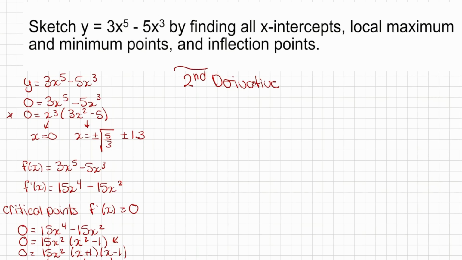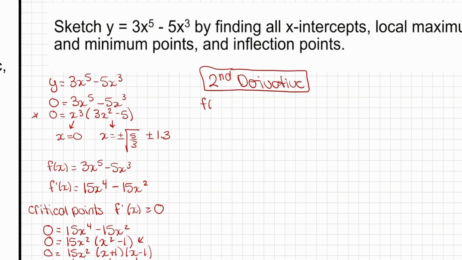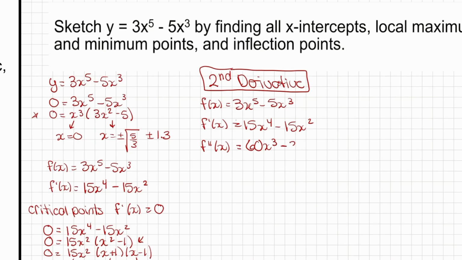Okay, so remember the second derivative is just the derivative of the derivative. So if I have f of x is equal to 3x to the power of 5 minus 5x cubed, my first derivative for that was equal to 15x to the power of 4 minus 15x squared. Now I'm going to take the derivative of the derivative to get the second derivative, and the process is exactly the same. Using the power rule, the derivative of 15x to the power of 4 equals 60x cubed. And the derivative of minus 15x squared becomes minus 30x.